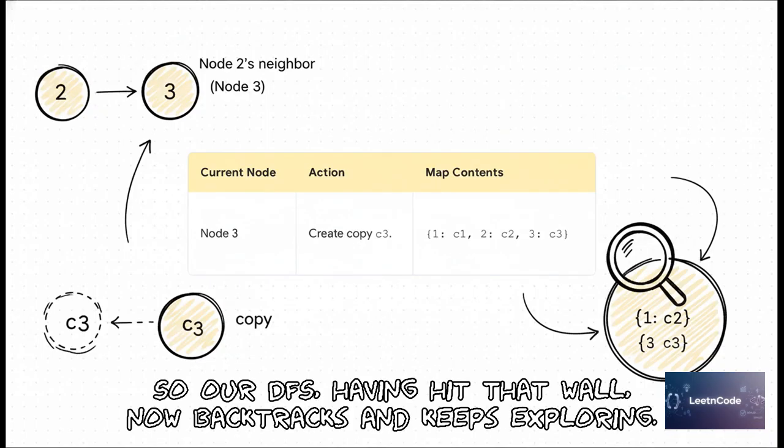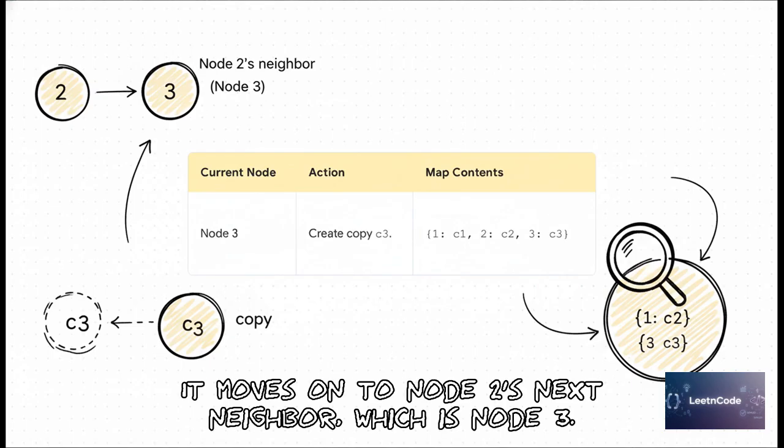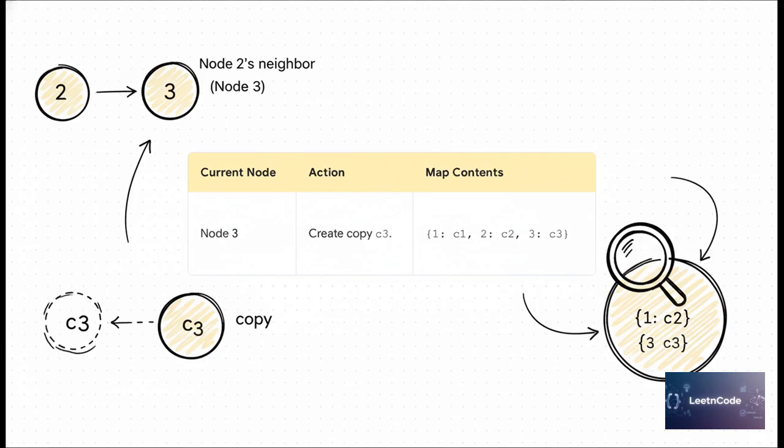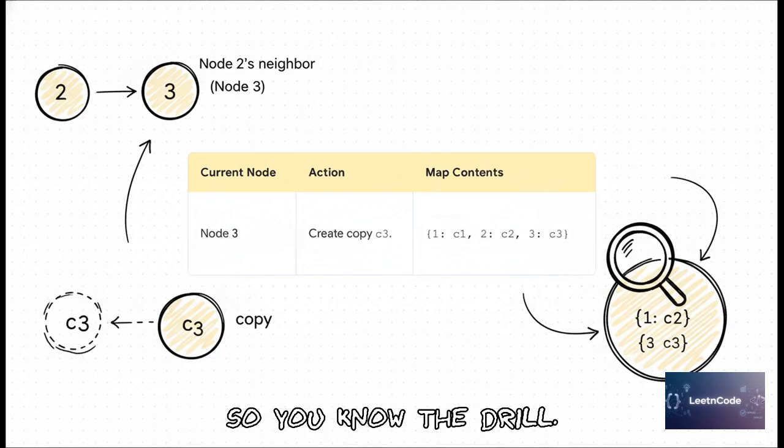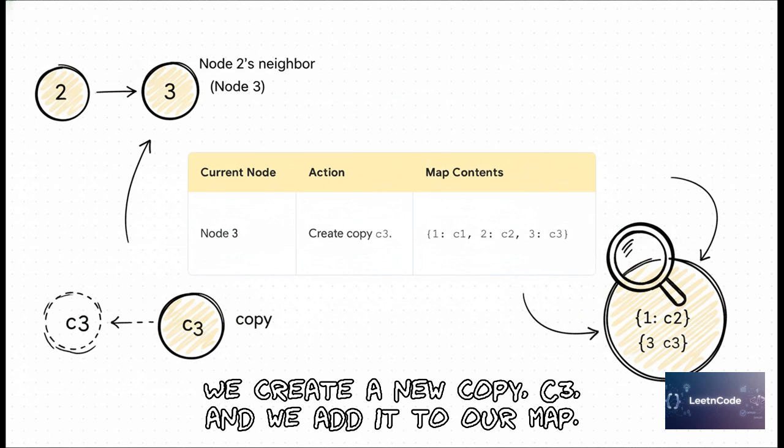So our DFS, having hit that wall, now backtracks and keeps exploring. It moves on to node 2's next neighbor, which is node 3. Quick check of the map? Nope, haven't been here before. So, you know the drill. We create a new copy, C3, and we add it to our map.